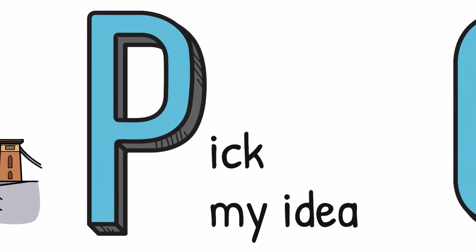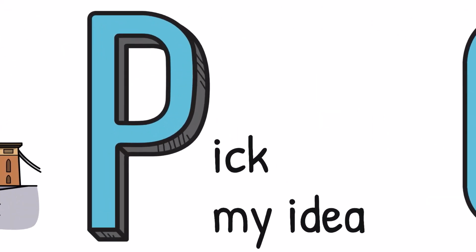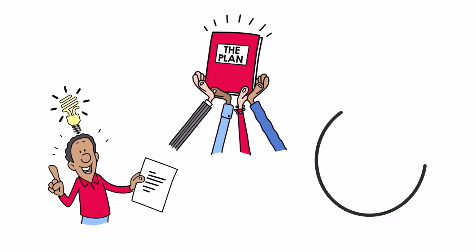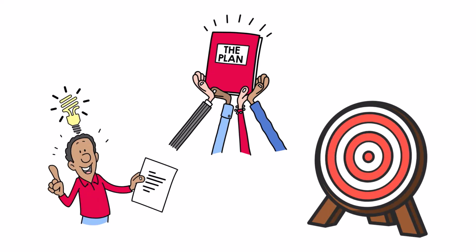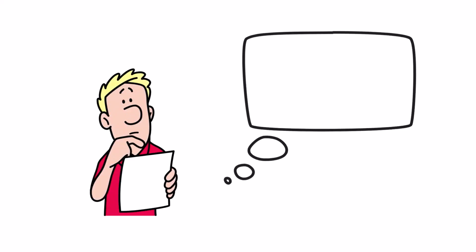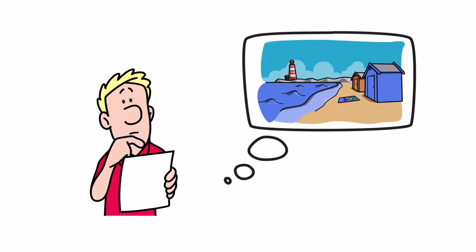The first step is Pick My Idea. Students choose a topic or decide what they want to say. This helps them take ownership of their writing and begin with purpose. Example: for opinion writing, I want to write about why school recess is important. For narrative writing, I'll write about the time I went to the beach.